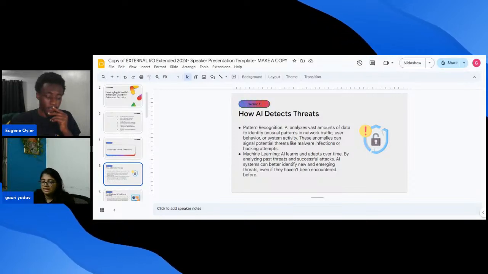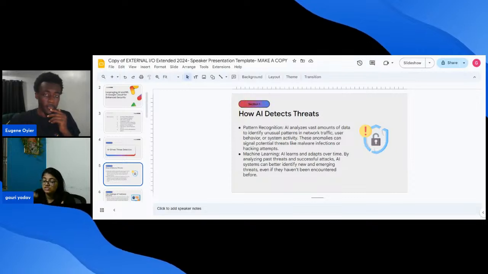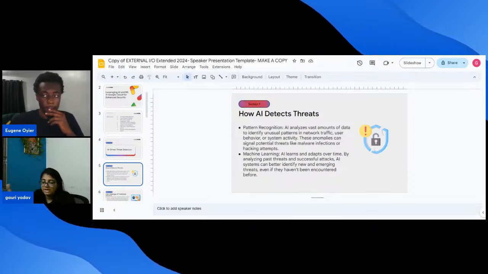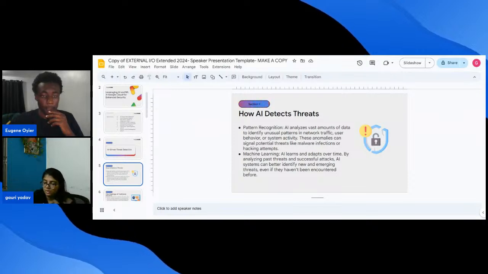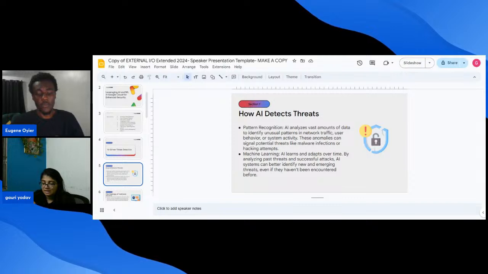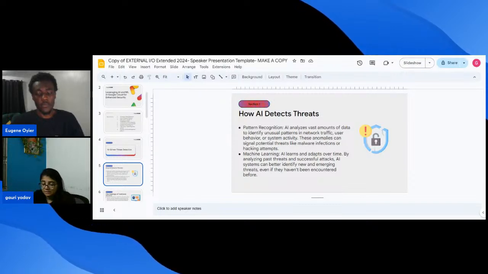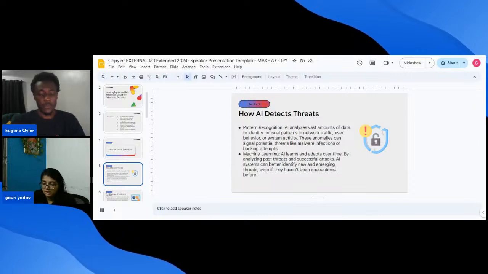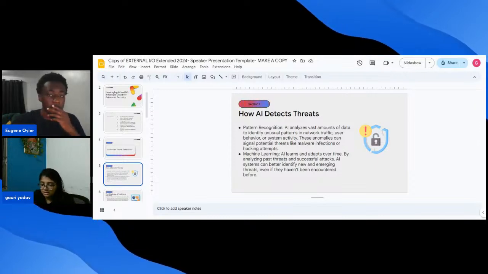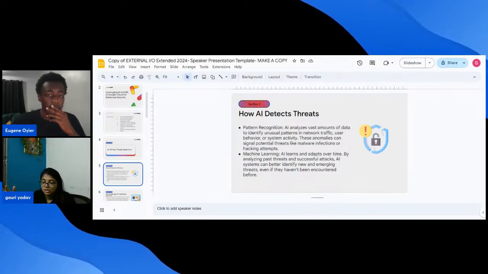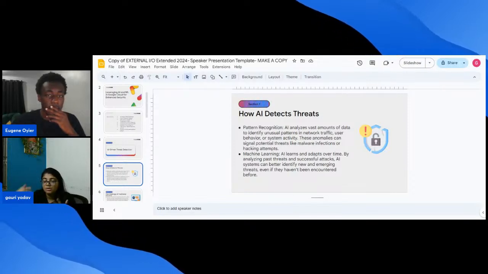What other kind of technique does it use? It uses machine learning techniques. What does machine learning have? It has supervised learning and unsupervised learning. What is supervised learning here? AI models are trained on labeled data such as known threats and benign activities, the kind of data that we already have available. And what is unsupervised learning? AI identifies patterns and anomalies without prior knowledge, useful for detecting new unknown threats.